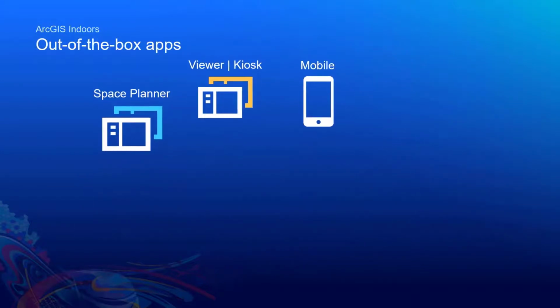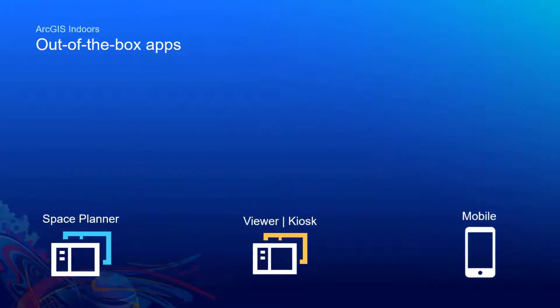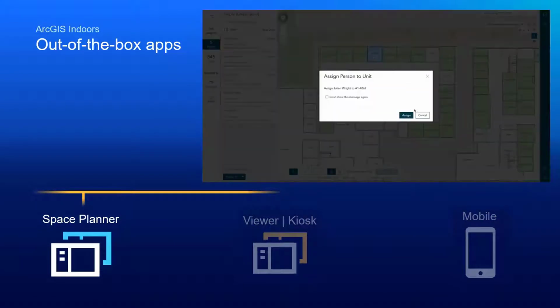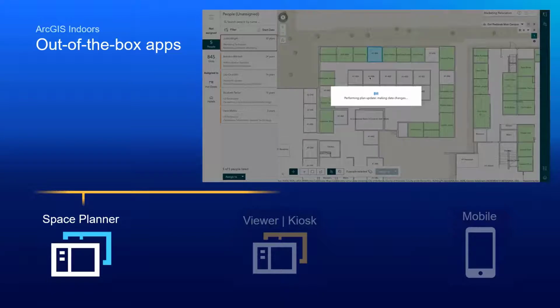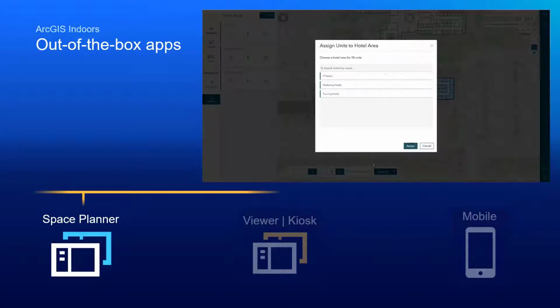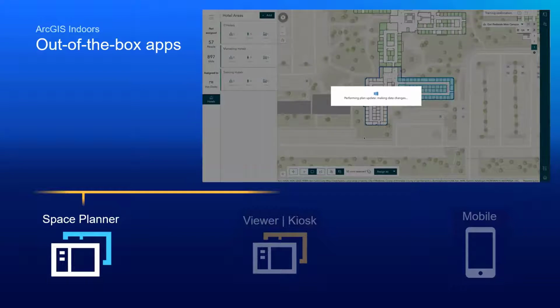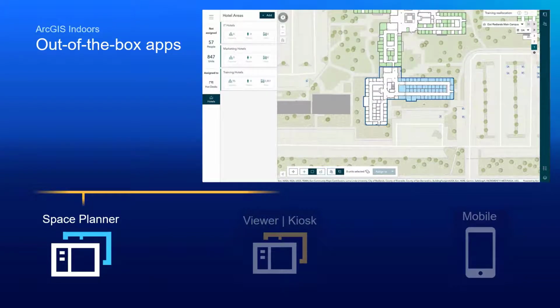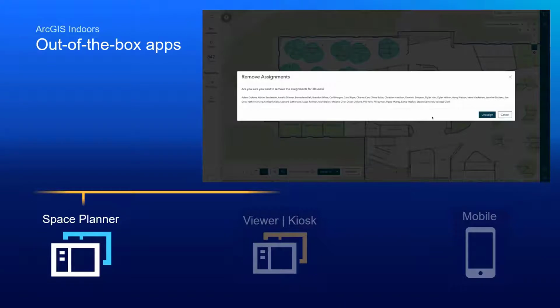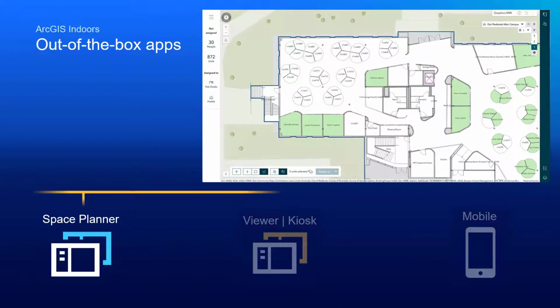Let's take a little closer look at the out-of-the-box web and native mobile apps included with ArcGIS Indoors. The Space Planner web application template supports your organization in identifying space vacancies, performing staffing and office assignments, co-locating teams, performing what-if scenario planning, and it has the ability to export assignments for import into external employee systems. This application will support organizations in consolidating unused space, increasing the use of limited space, and defining space allocations.